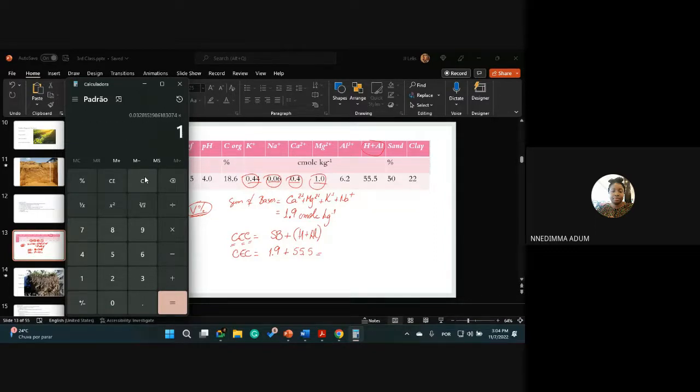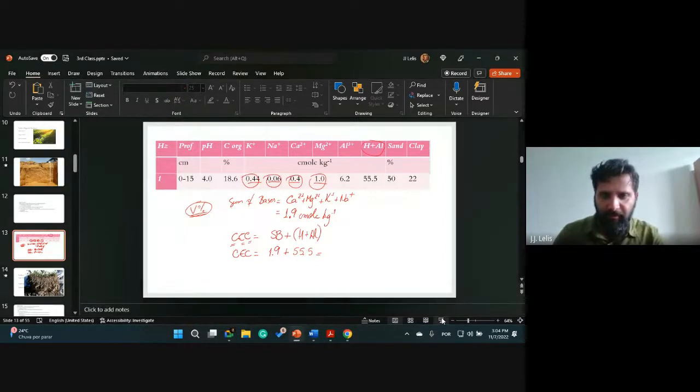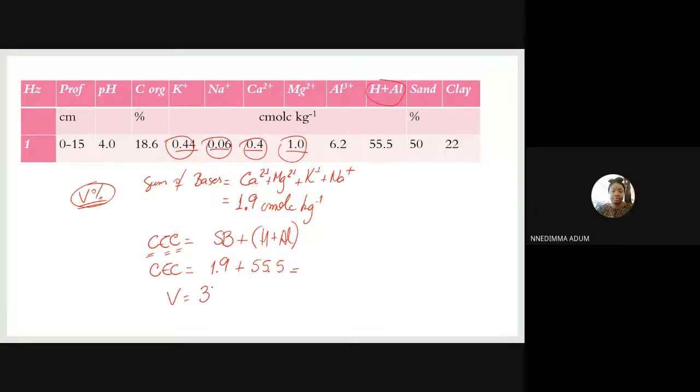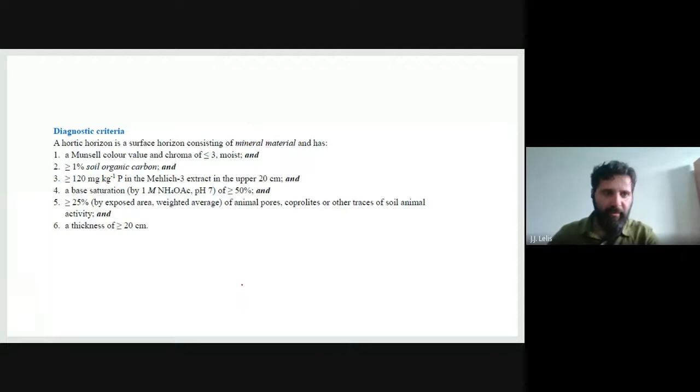And just multiply. It's just 3%. So the base saturation is only 3%, which is very low. And so it is not an argic horizon, because it doesn't follow this high base saturation.